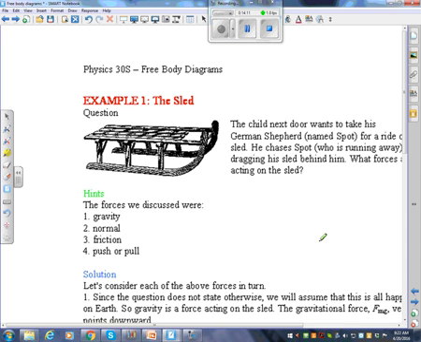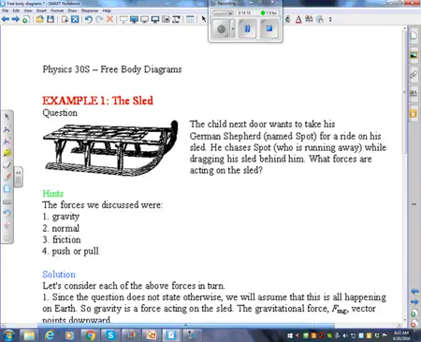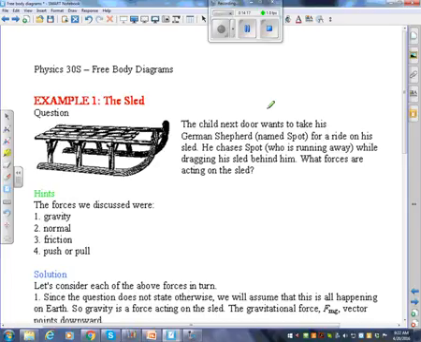Okay, here's a couple of examples. Child next door wants to take his German Shepherd named Spot for a ride on a sled. I didn't write this. He chases Spot, who's running away while dragging the sled behind him. What forces are acting on the sled?